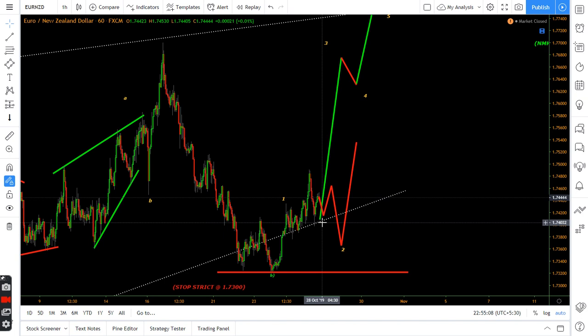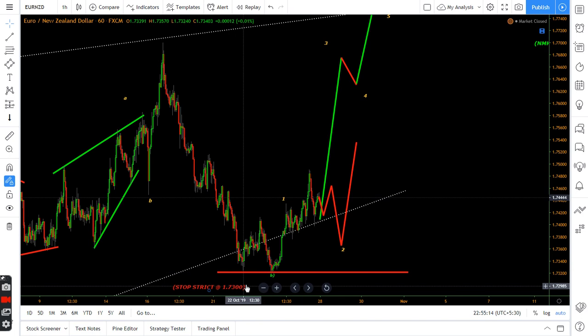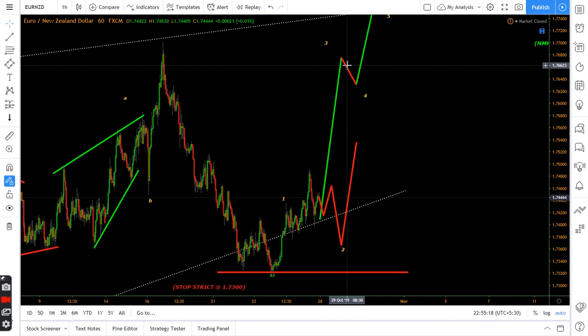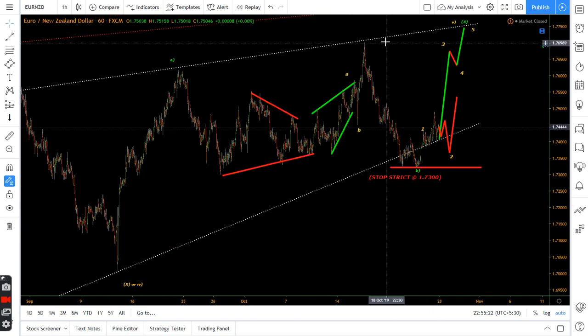I have entered at 1.7415 or 1.7410, I think so, 1.7410, and I placed the stop loss here. Nearly 110 pips is my stop. If it shoots from here also, I will hold until the target beyond this 1.77. I will keep the position.